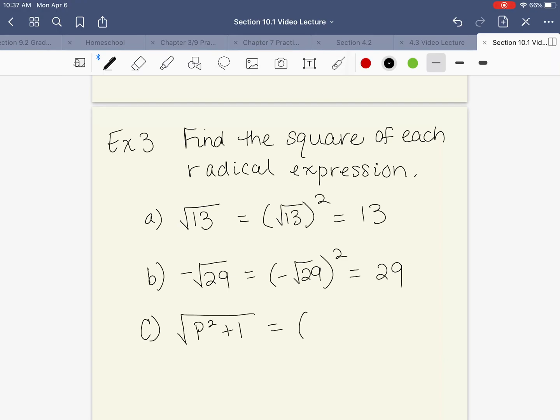All right, if you square the square root of p squared plus 1, what is underneath the radical comes out: p squared plus 1.